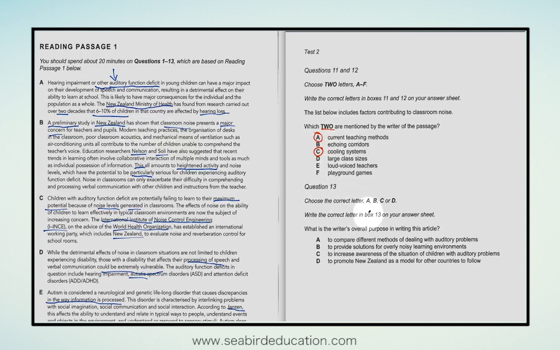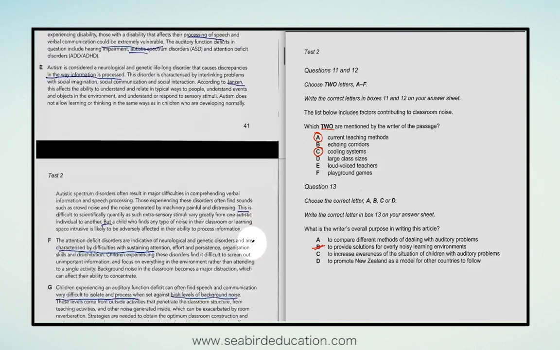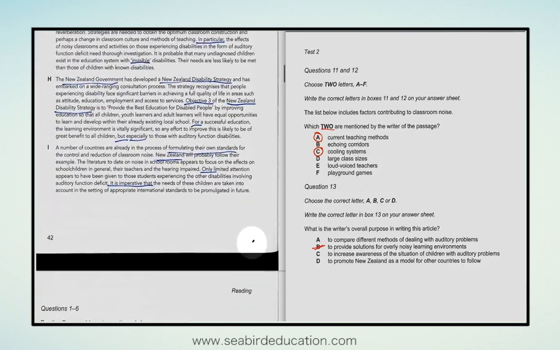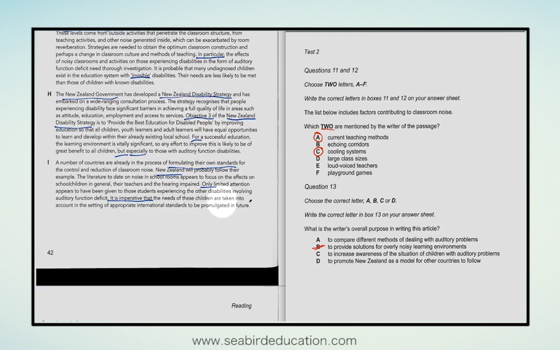Okay, and choose the correct letter A, B, C, or D. What is the overall purpose in writing this article? Comparative methods provide solutions for overly noisy classrooms? That's not that one. It's not providing any solutions. Increase awareness. It's closest to that one. Promote as a model for other countries to follow? No. Let's have a look at the conclusion, because that's usually where you would find the answer for such a question. It is imperative that the needs of these children are taken into account, setting appropriate international standards. So I think that's increase awareness. Only limited attention appears to be given. So we're going to go with C.